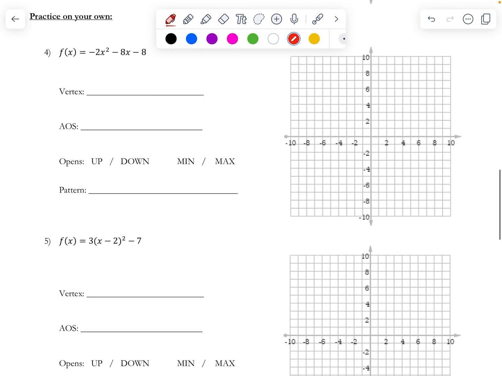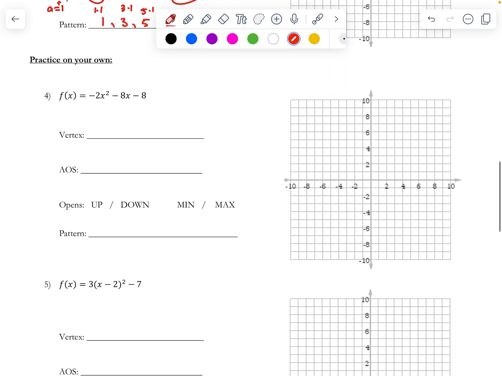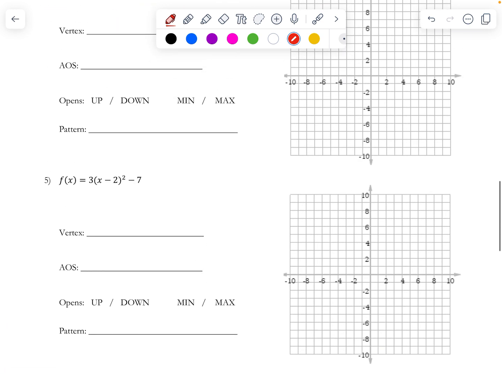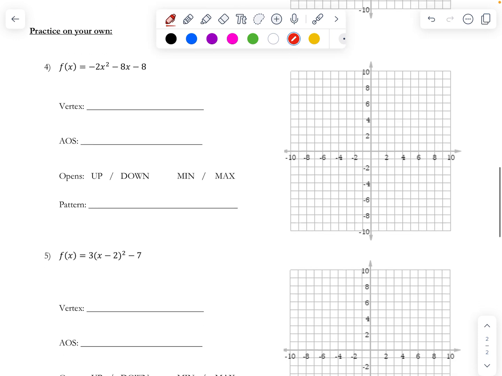Actually here, I do want you guys to practice on your own. So I suggest pausing the video and then trying it yourself. I'm going to fill this out, and then you guys can take a look. But I suggest pausing the video, trying it on your own, getting your answers, making sure you know how to do it, and then checking the video. Okay? So let's get started.